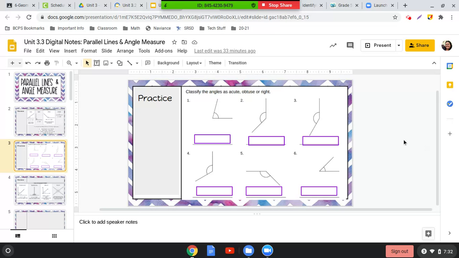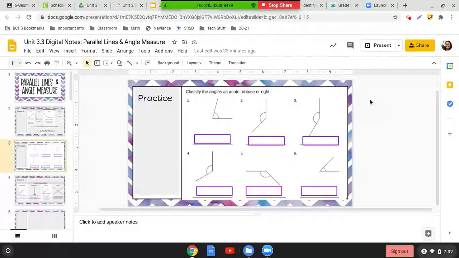All right. So for number one, hope you put it in that little purple box right there. Number one is not marked with a little square in the corner, and it is an acute angle. So I hope everybody got an acute angle. And number two, it has a super wide open mouth, if you think of it like a Pac-Man mouth. So number two is obtuse.